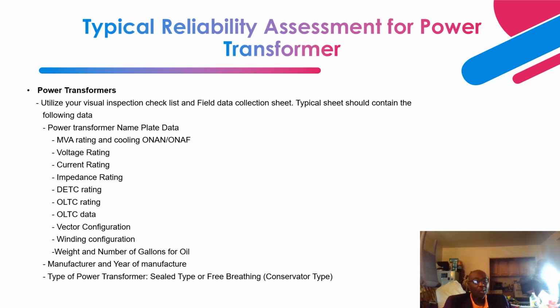Right? So for a typical transformer, you have two ratings, ONAN and ONAF. Sometimes, if you have a bigger size transformer, you can have ONAF1, ONAF2. So that itself tells you three stages. So you have three MVA ratings: one for ONAN, one for ONAF1, another one for ONAF2. So ONAF1 is the first stage cooling. You have many fans on the transformer right here, right?